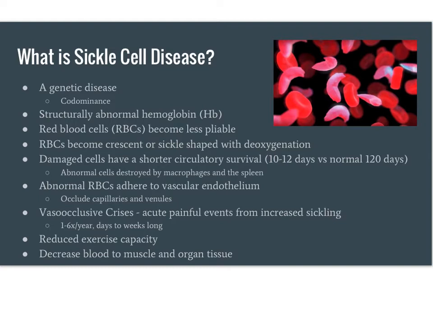The shorter lifespan of these cells results in anemia, or a deficiency in red blood cells or hemoglobin in the body. These abnormal red blood cells also adhere to the walls of vessels, occluding small capillaries and venules, restricting blood flow. These occlusions result in acute painful events referred to as vaso-occlusive crises that occur at different frequencies and last for varying lengths of time in each individual.